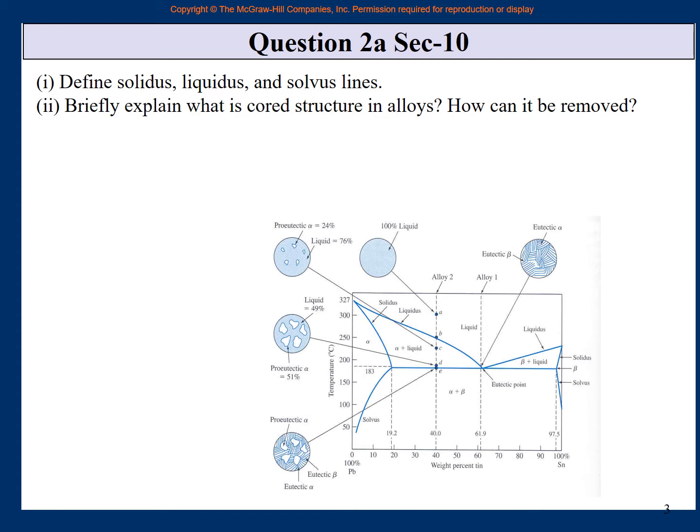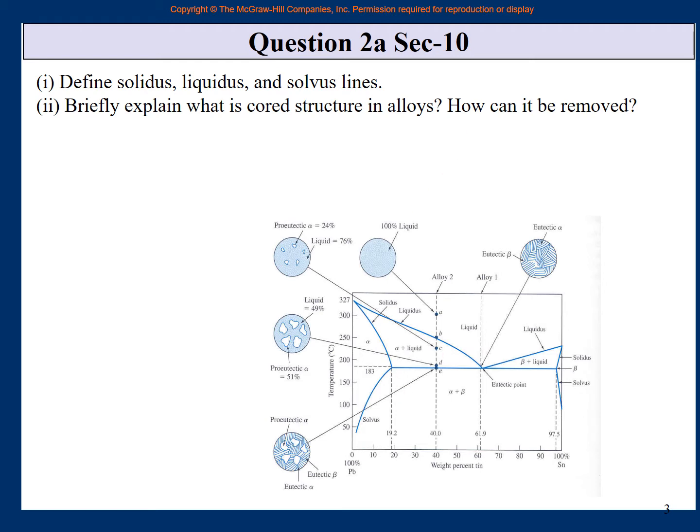Here is a diagram in which all three lines are there. So if you see, this is the liquidus line, this one or this one. This is the solidus line, this one or this one. And this is the solvus line, here or here. So liquidus, solidus and solvus lines.